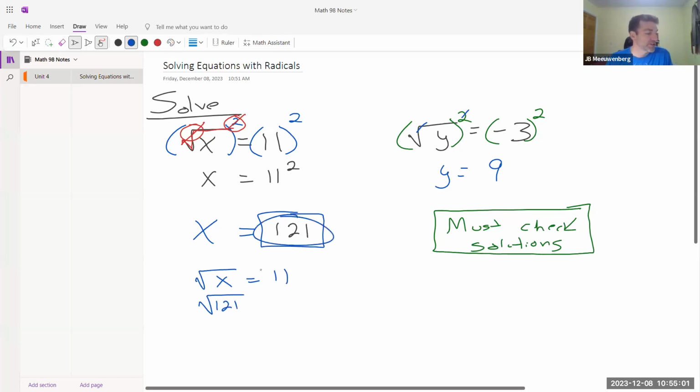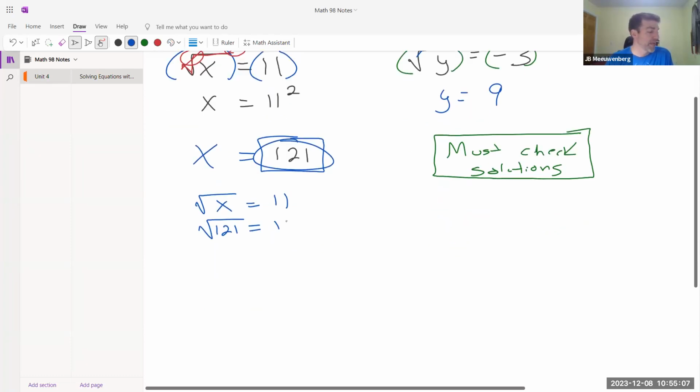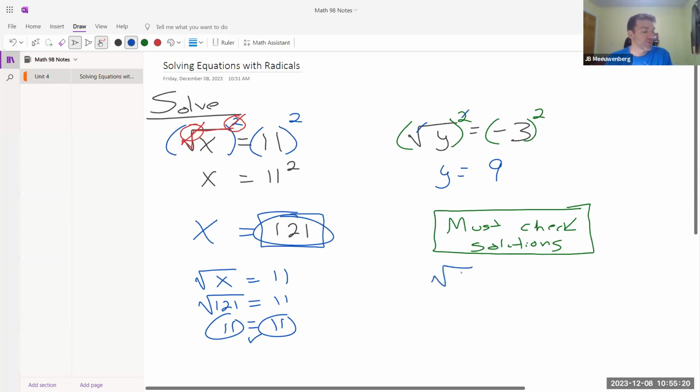Let's substitute in our solution for x, the square root of 121. Is that equal to 11? And yes, the square root of 121 is 11. So this checks out. So that is a true statement. Now let's do the second one. It was the square root of y is equal to -3.